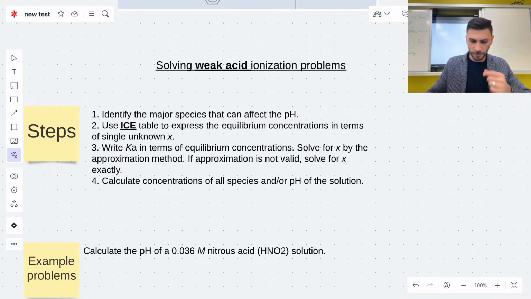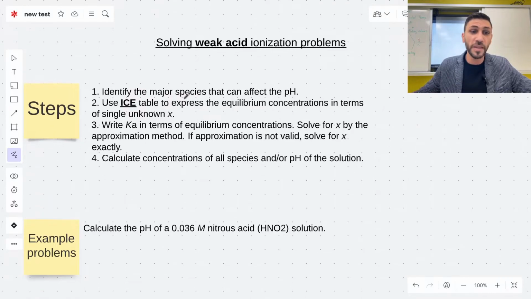Let's start with the weak acids. In the strong acids, we don't need something called Ka because the reaction is irreversible. It's one direction, and the concentration of the acid equals exactly the concentration of the H positive ion. Here we have steps for the weak acids. The first step is to identify the main species that can affect the pH. Of course, it's going to be the weak acid, not the water. Then we need to use something called the ICE table to express the equilibrium concentrations in terms of the single unknown X.